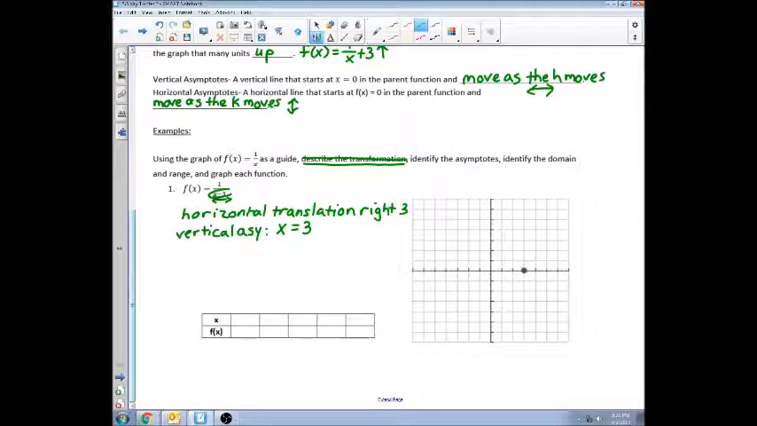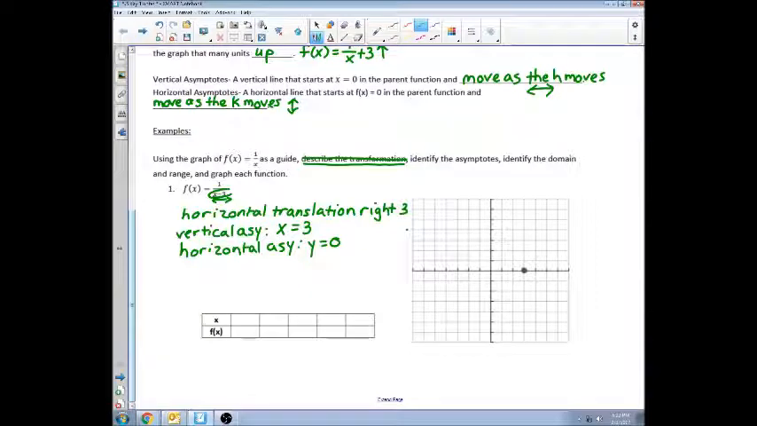My horizontal asymptote would only change if I have a vertical movement. So it starts at y equals 0. Now remember that the y's are our horizontal lines. These are all y's, okay? And all of my x's are our vertical lines. That's why I moved to x equals 3, all right? So since I have not moved off of my y-axis, my horizontal asymptote would be y equals 0.